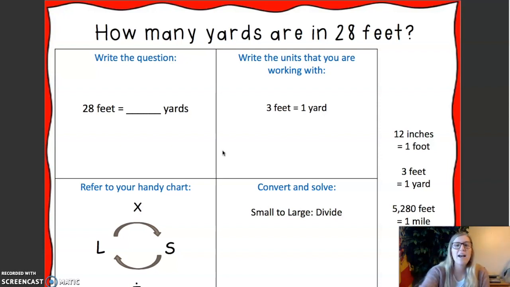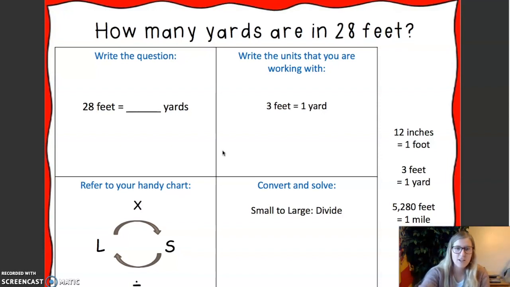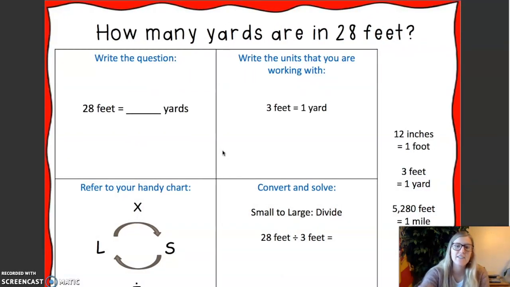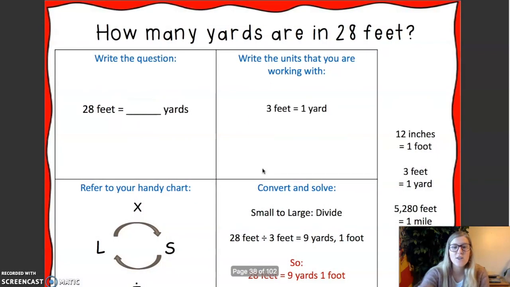Okay, and we decided I'm going small to large, so I'm going to divide 28 feet divided by 3 feet. And I've got that 3 feet up there. That's going to tell me how many yards. So 28 feet equals 9 yards and 1 foot.